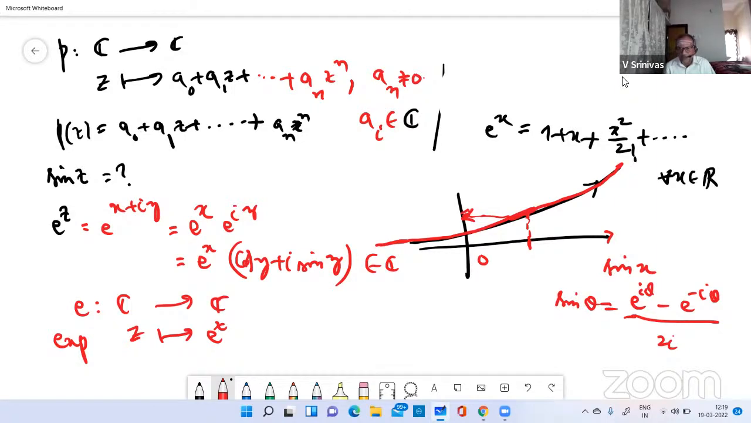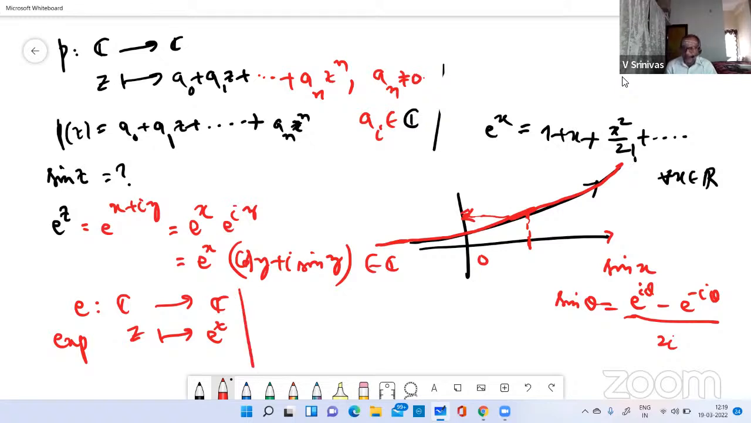If you subtract this from this, the cosine values cancel, and you are left with i sin theta plus i sin theta, that is 2i sin theta. Divide 2i sin theta by 2i, you get sin theta. So that's how, using the definition of e power x and then defining e power iy, you can define sin theta.